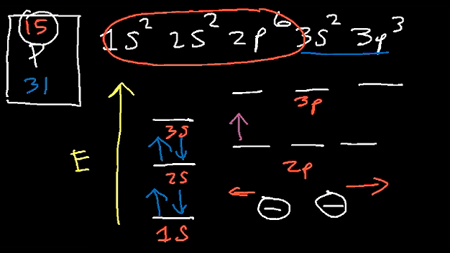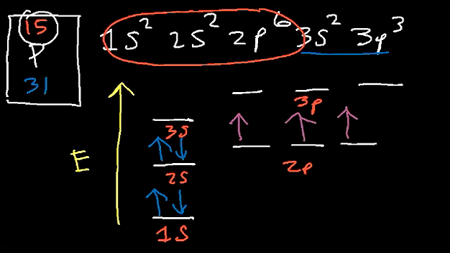Imagine if you have a brother or sister. Would you prefer to share rooms or would you prefer to have your own room? So electrons like to have their own space. So if it's up to them, they prefer to have their own orbitals because it minimizes electron repulsion.